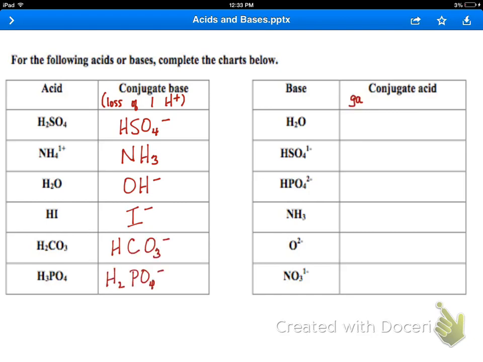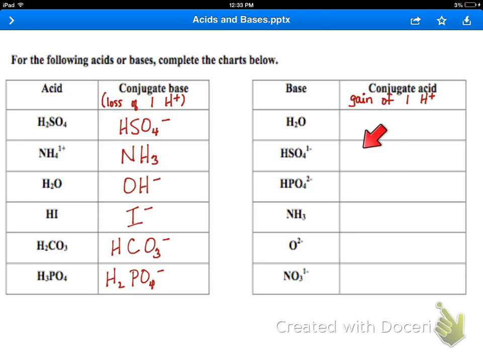So here are the conjugate bases in this column here. H2SO4 loses a proton, it's HSO4, and then it has a minus 1. So in each case it's exactly the same. NH4 plus is going to lose one of its protons, one of its hydrogens. NH3 in its charge also goes down. So its charge was a plus 1 and now its charge is 0. Water, H2O, is going to lose one of its hydrogens and become OH with a minus charge.